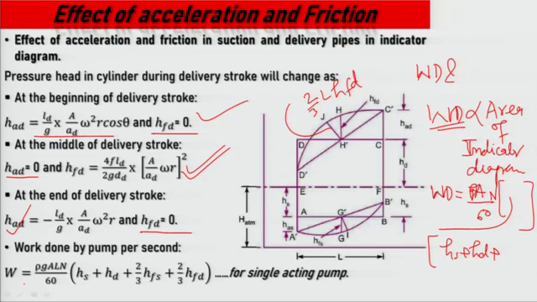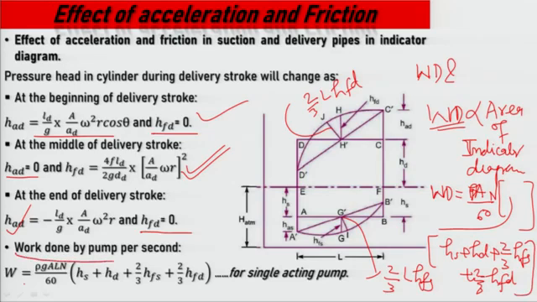In this case, this is the area. In this case, what is the area? The area of a parabola is 2 by 3 L hfs. Similarly 2 by 3, because L is common. So, this becomes hfs plus 2 by 3 hfd. That is why this equation gives the work done by the pump, W.